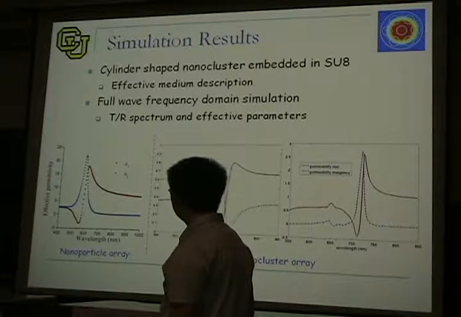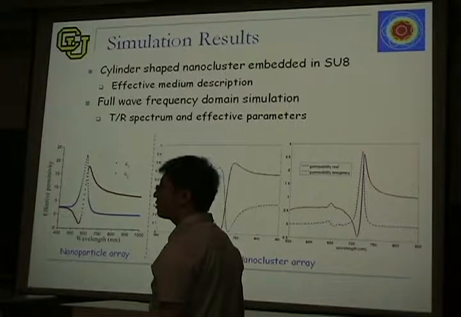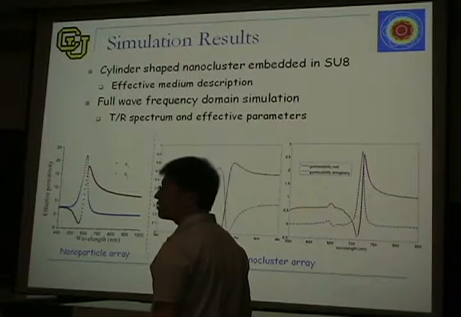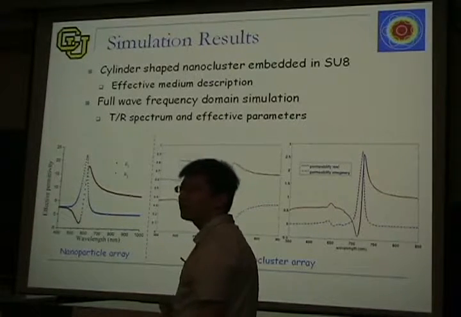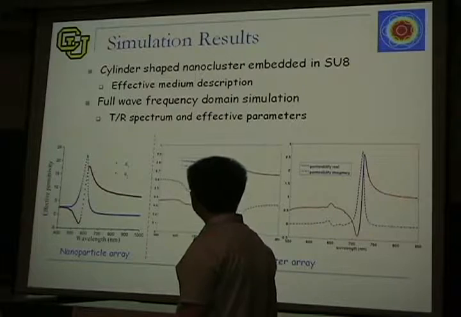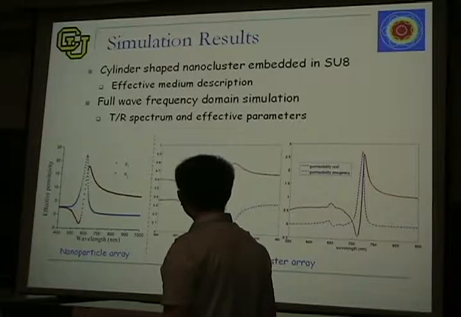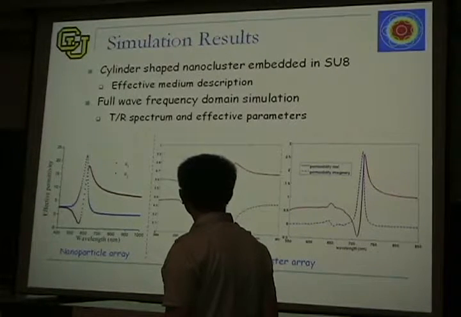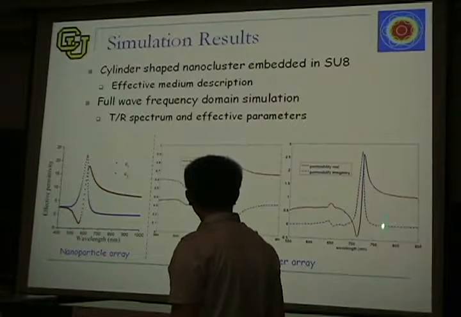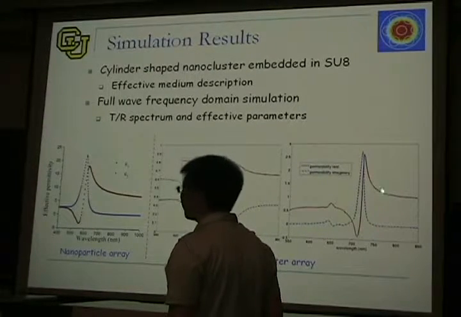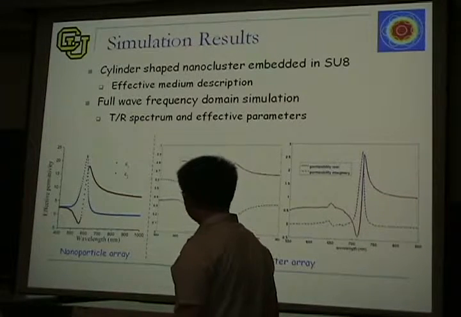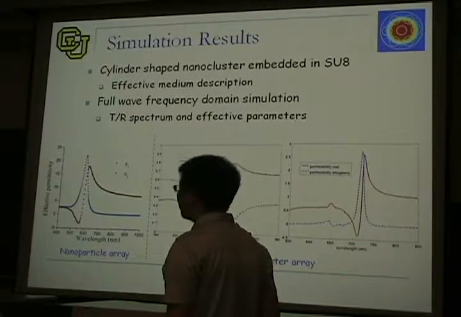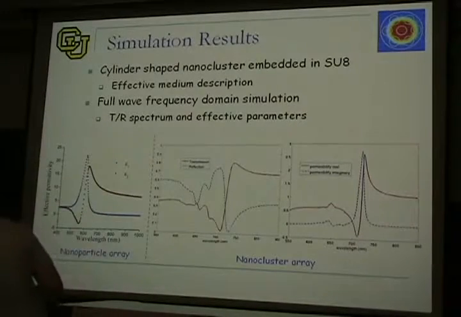After that, we use this effective epsilon and perform a full-wave frequency domain simulation, and we calculate the transmission and reflection spectrum of these nanocluster arrays. From there, we can retrieve the effective parameters. Here is one example of the calculated effective mu, which again shows this Lorentz type of resonance, and it goes negative in the optical frequency.